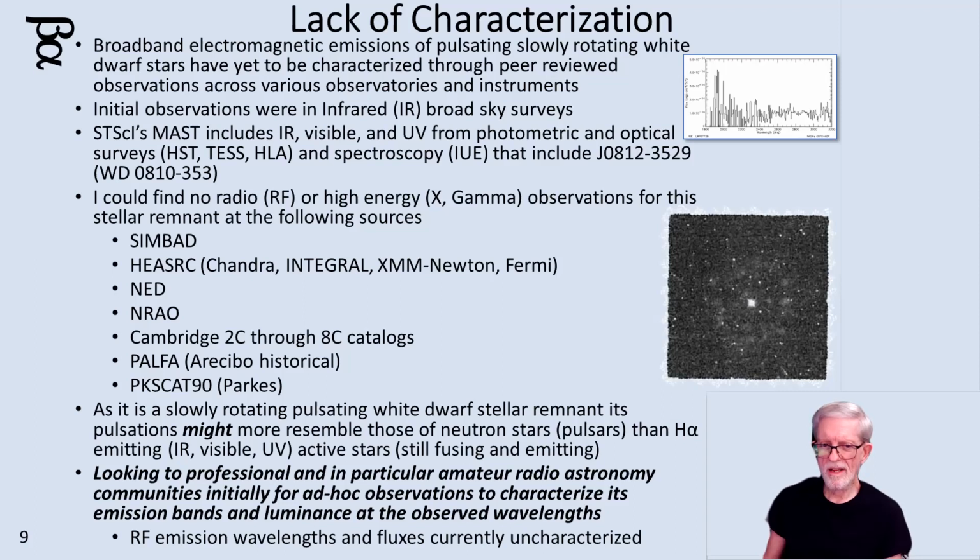I'm guessing that they presumed that it's your typical white dwarf, nothing much to see in radio, although the fact that this is more compact than your typical white dwarf, is spinning, has a high magnetic field, I'm suspecting it's going to be producing radio emissions, much like a pulsar would. So I'm looking to the professional and particularly the amateur radio astronomy community, initially for ad hoc observations. Can you actually detect it?